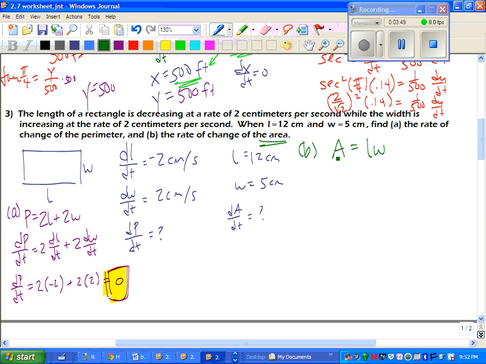So here, we just go ahead and take the derivative of both sides. We get dA/dt equals, here we have to use product rule. Derivative of the first one would be dL/dt times the regular second function plus regular first function times the derivative of the second one, so dW/dt.